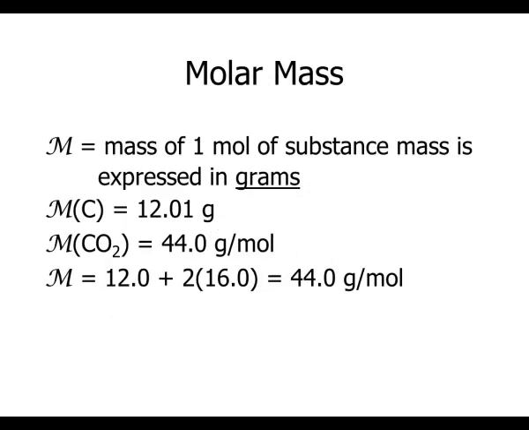Molar mass. Very useful term for us to use in calculations. The molar mass is the mass of 1 mole of substance expressed in grams. The molar mass of carbon is 12.01 grams. The molar mass of carbon dioxide is 44.0 grams per mole. How's that number 44 arrived at? You take the mass of the carbon, 12, plus 2 times the mass of oxygen, 32, add them up and it's 44 grams per mole.